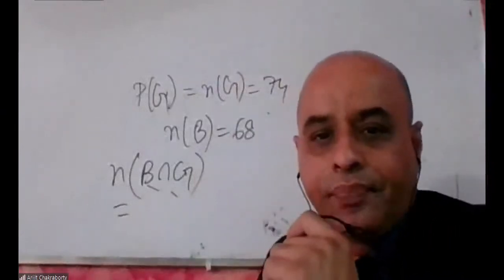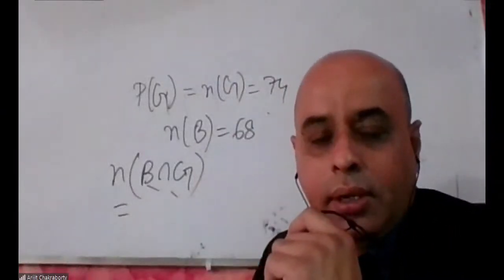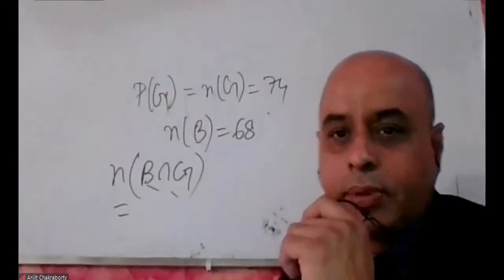The percentage of people who like grapes, so I will take it as 74 plus 68 minus 100. So once you have this, if you just calculate it, the answer comes to 42% because we are using the formula.